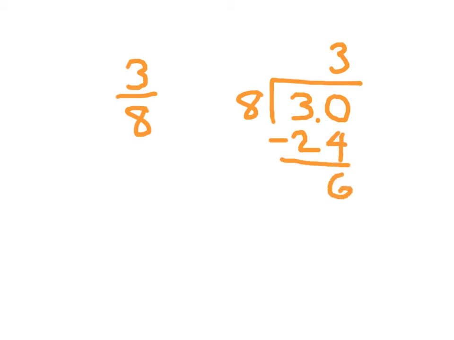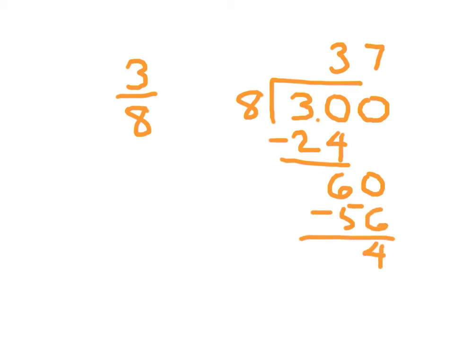30 minus 24 is 6. And then since we still have 6 here, we're not going to write a remainder, but we'll go ahead and place another 0 so that we can express this as a decimal and bring down another 0. 60 divided by 8 is 7, because 7 times 8 is 56, and 60 minus 56 is 4. Again, we'll bring down one more 0. 40 divided by 8 is 5, because 5 times 8 is 40, and 40 minus 40 is 0, and we are done with our division.